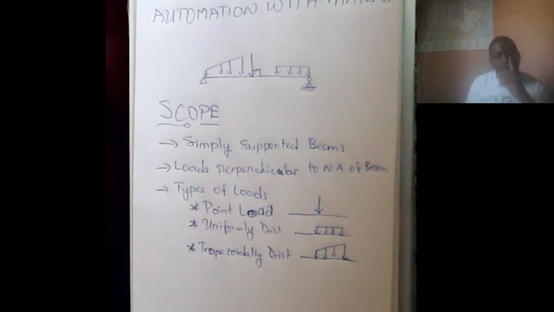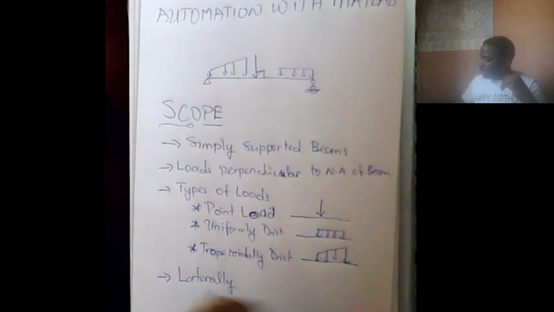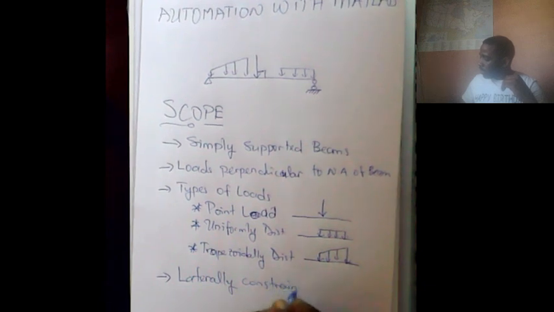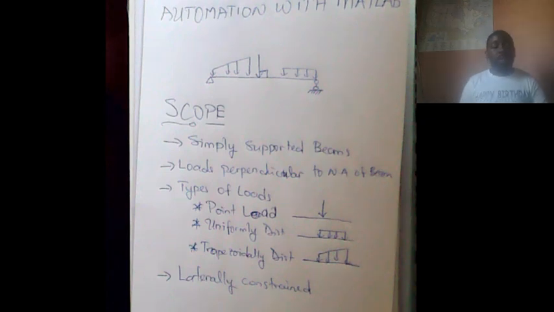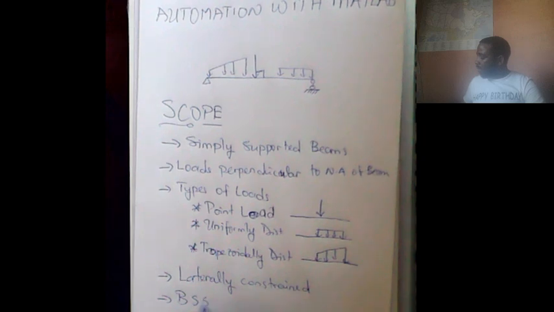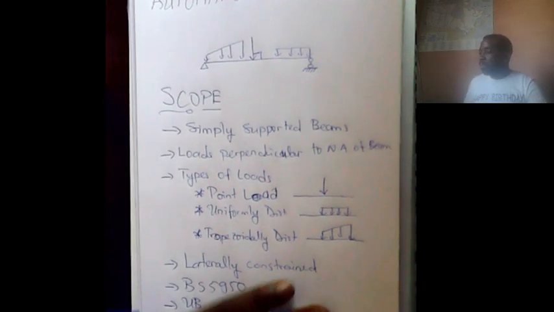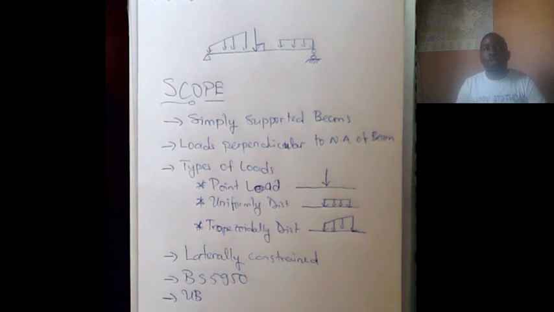The next assumption we'll make will be at the level of design. We'll assume that the beam is laterally constrained, a way of saying we have no risk of lateral torsional buckling. So we will not take that into consideration for this application. Our code will be BS 5950, and we'll be designing using universal beam sections. Does that do it for the scope? If we are forgetting something, we'll come back and add it to the scope.